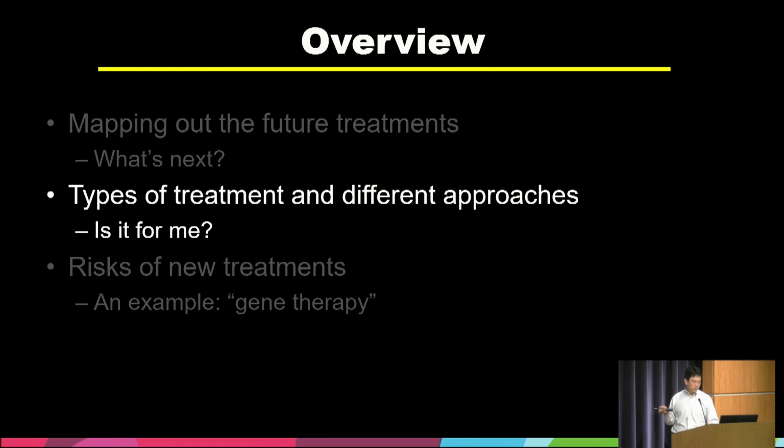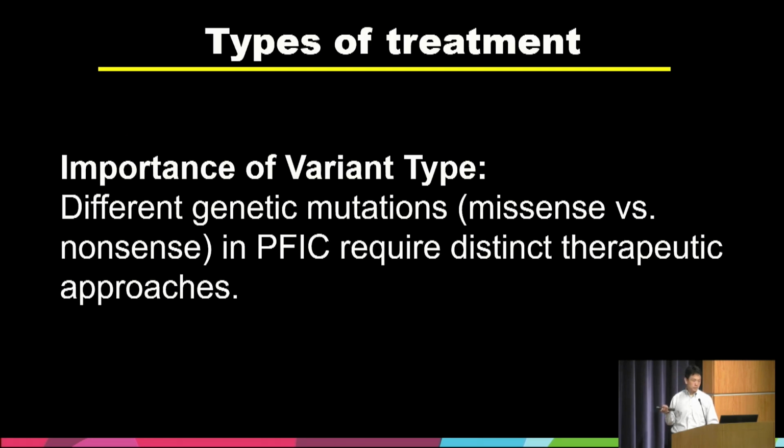Okay, so the second part: types of treatment and different approaches. Is it for me? Is it for you? The importance of this part of the talk is that you need to know the variant. The variant is actually the mutation, so I'm using the term variant here for the mutation. Variant means the error in your DNA or a different component of your DNA. Different genetic mutation types, missense versus nonsense mutation in PFIC, require distinct therapeutic approaches. This is the message of this section.